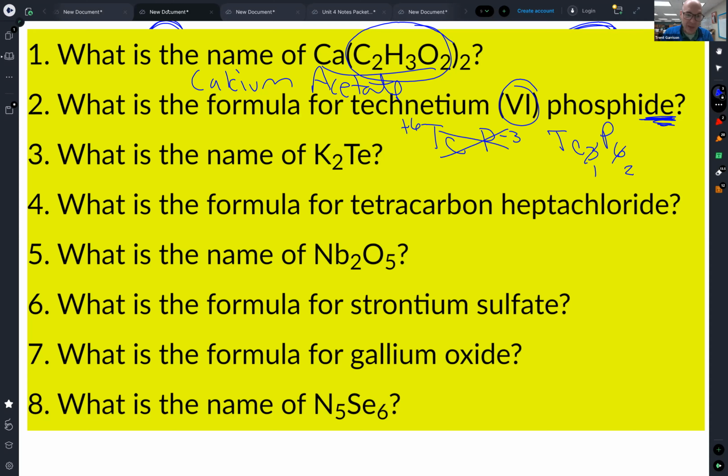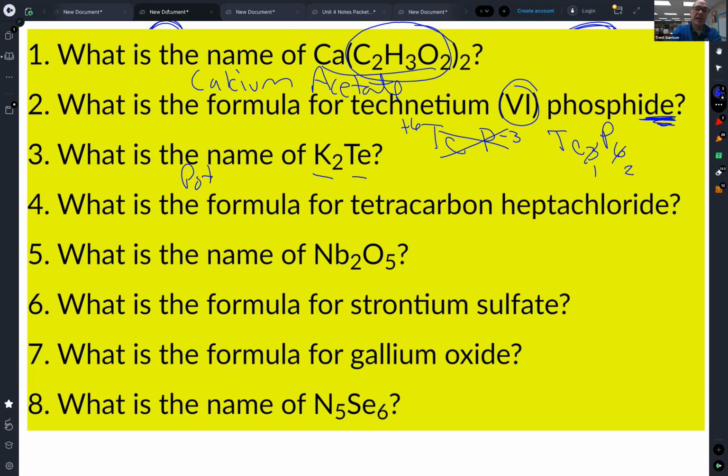All right, now coming up with the name on number 2. Neither of these elements are polyatomic. There's no parentheses. There's only 2 elements. And I know you're saying there's 3 atoms. That's right, but there's only 2 elements. So with that said, we are not going to use a Roman numeral for this name.